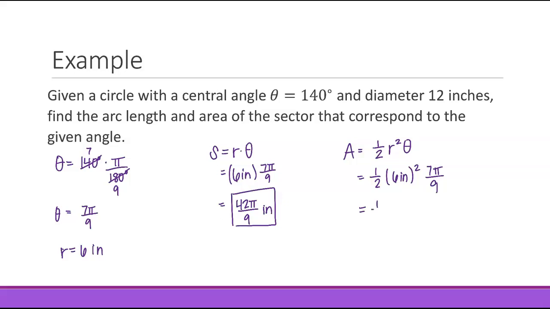So now we have 1/2, and then 6 inches squared becomes 36 inches squared. And then we have 7 pi over 9. So we have our units as inches squared, which makes sense because we're talking about area. And then we just need to simplify the values that we have here, right? So 9 goes into 36 4 times. So on the top we have 4 times 7, which is 28 divided by 2, or we could have divided 4 and 2. So we have 14 pi inches squared as the area of my sector.